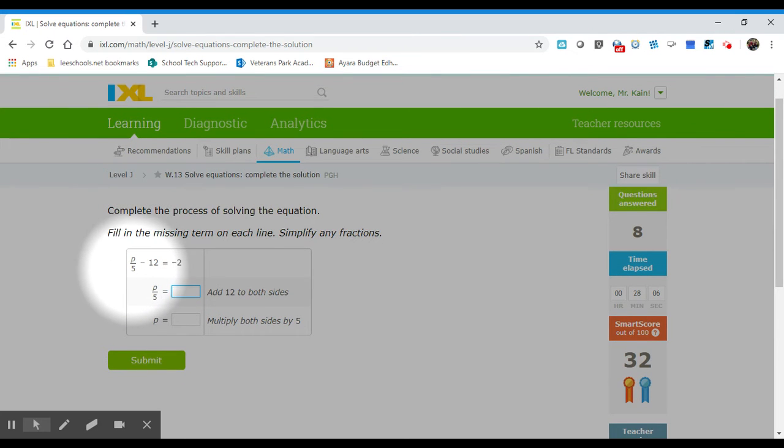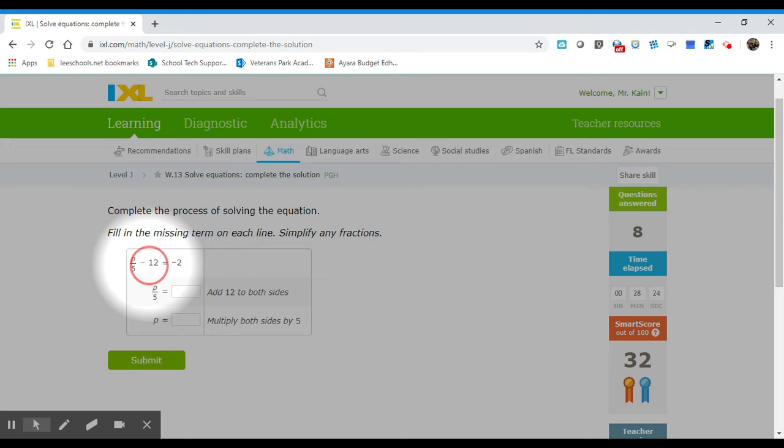Okay, so we have the equation p divided by 5 minus 12 equals negative 2. All right, so if you look down here, this is one way to do it. What's gone is the negative 12. That's because they added 12 to both sides. That's how you get rid of negative 12.